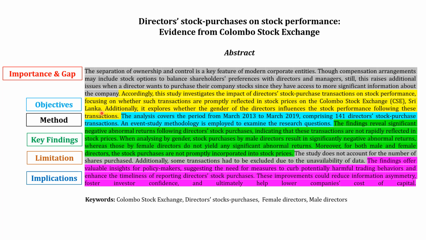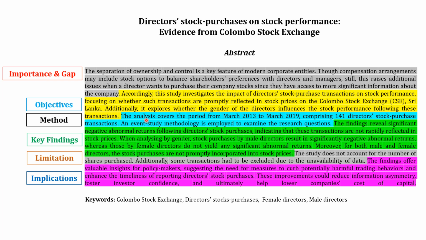So what will happen to the stock prices if a male director purchases the shares? What will happen to the stock prices once a female director purchases the shares, likewise? So now it's very clear. The importance of the information and the gap has been clearly written. Then the objective has been written. Then you need to write how we are going to achieve this objective. That is simply the method.